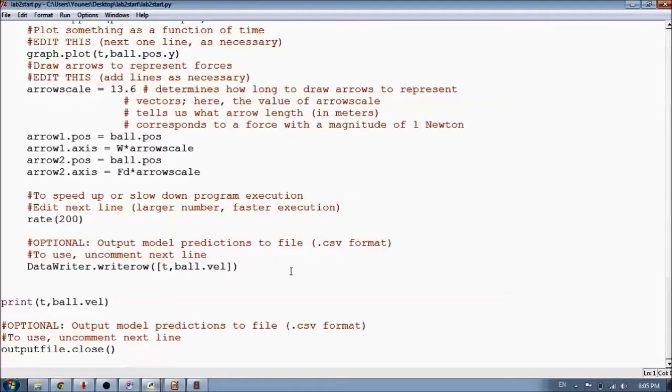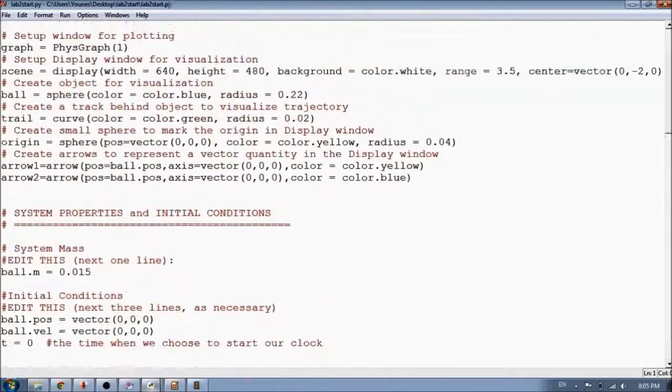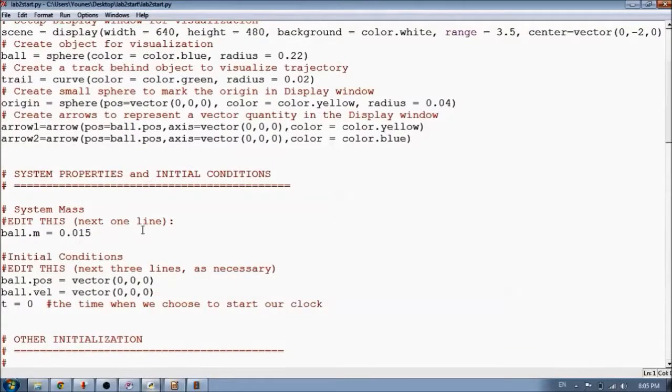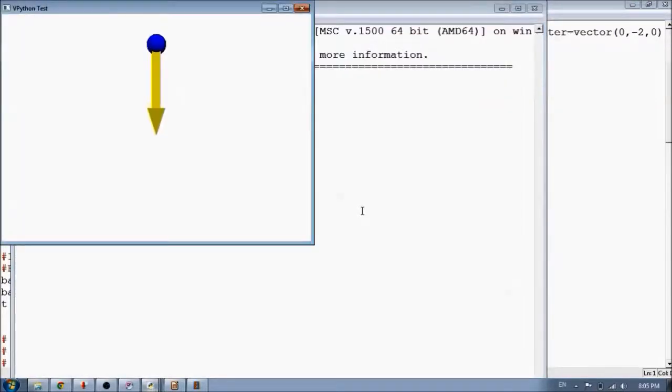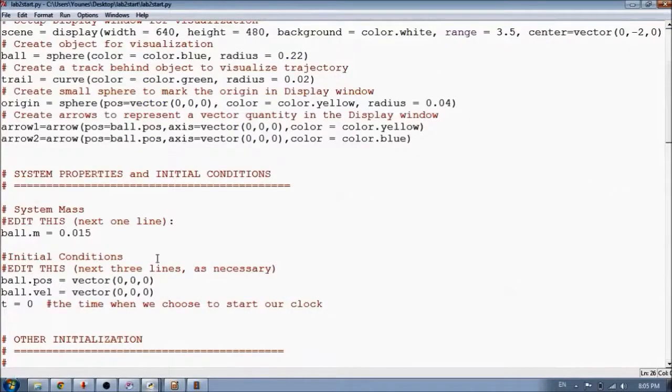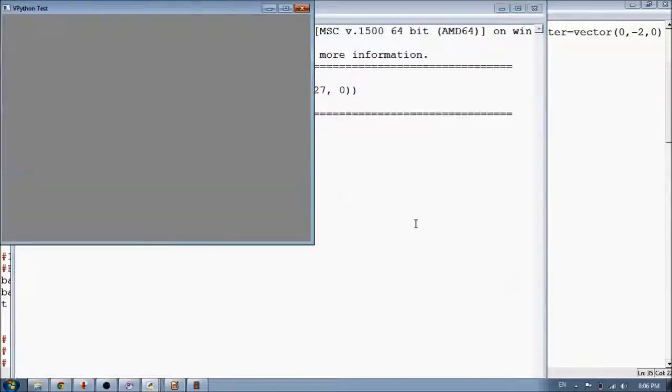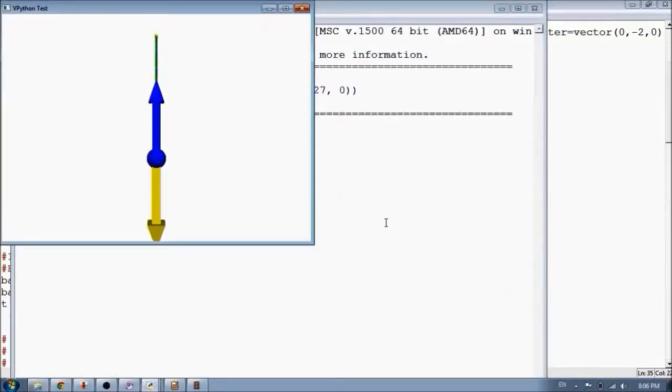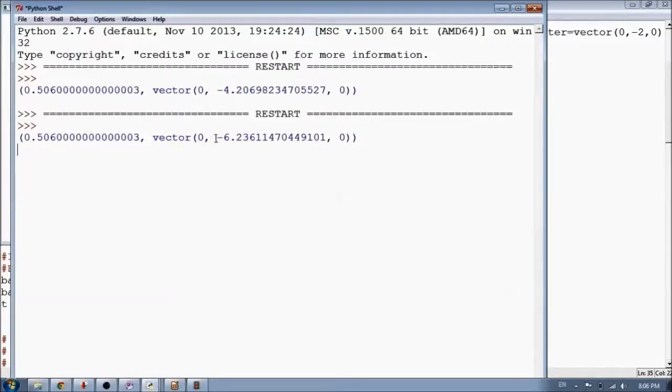So here I changed it so it would print the final velocity, and here it is dropped from rest because the initial velocity is 0. Let's see the final velocity. The final velocity is negative 4.2, but if we change the initial velocity as if it was thrown downward, here's what the final velocity would be: negative 6.2. So yes, it would be different.